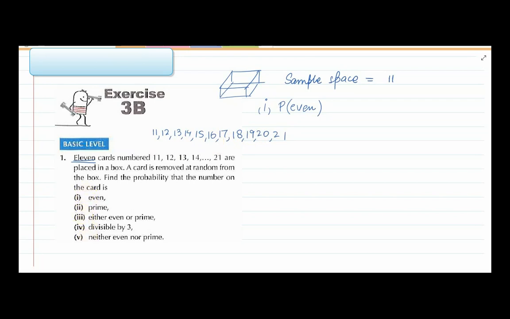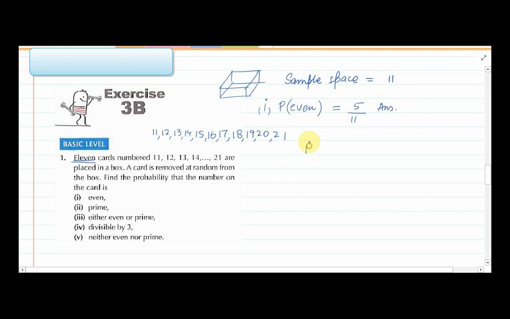So if it says the even numbers, how many even numbers do I have? 1, 2, 3, 4, 5. So I got 5 even numbers. So the possibility is 5 and the sample space is 11. So that is your answer of the first part.